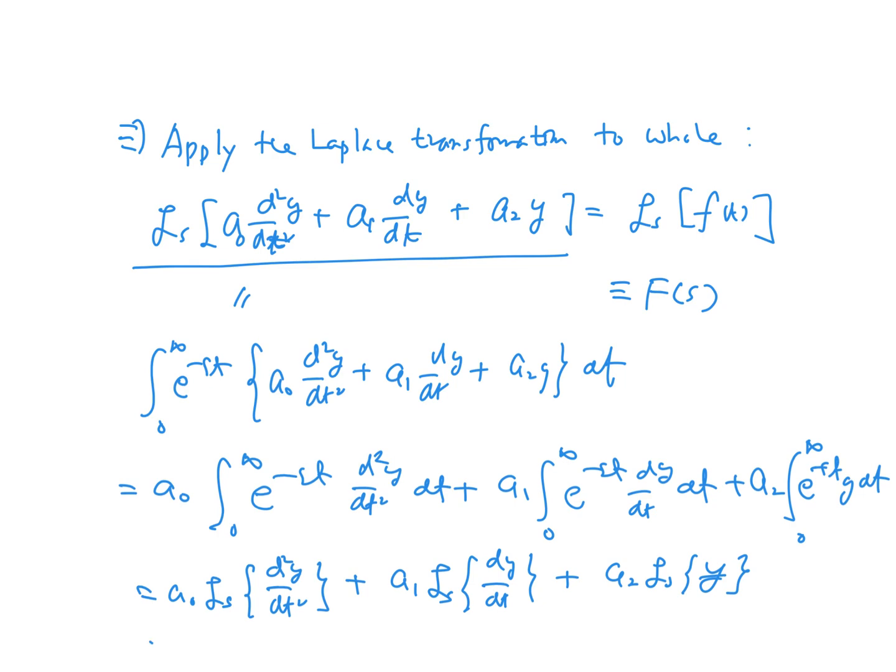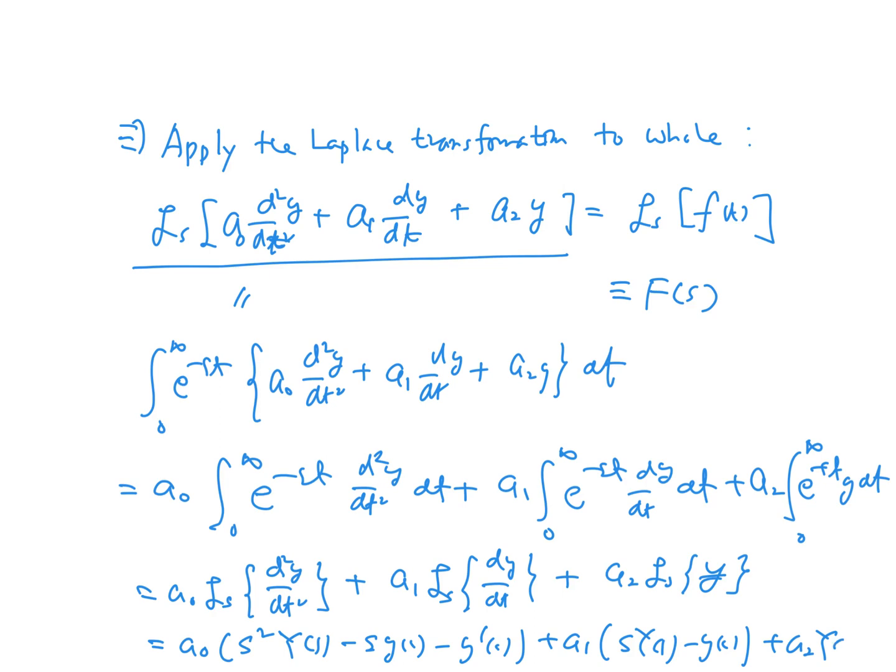So a0 (s² Y(s) minus s y(0) minus y'(0)) plus a1 (s Y(s) minus y(0)) plus a2 Y(s).